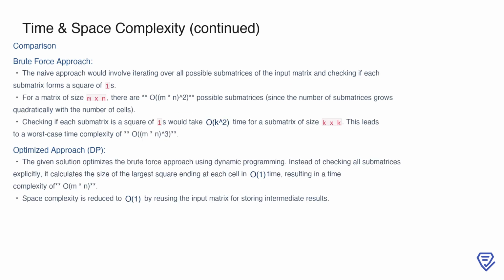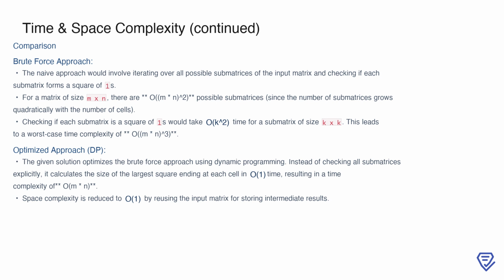Let's compare this optimized approach with the brute force method to understand the improvement. The brute force approach involves iterating over all possible submatrices of the input matrix. Since the number of submatrices in an m×n matrix grows quadratically, this results in O((m*n)^2) submatrices. For each submatrix, the algorithm would then need to verify whether it forms a square of ones, which takes O(k^2) time for a submatrix of size k×k. In the worst case, this leads to a time complexity of O((m*n)^3).